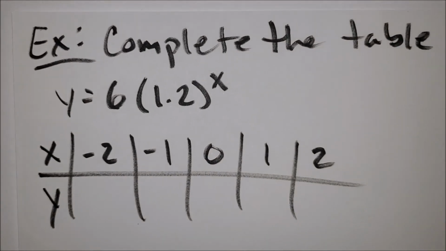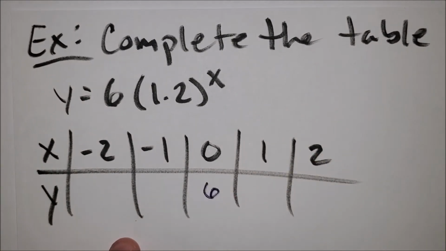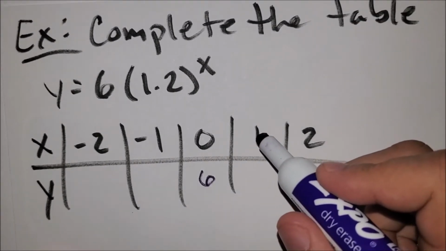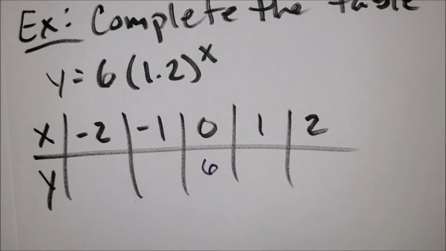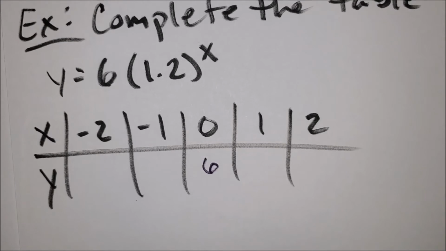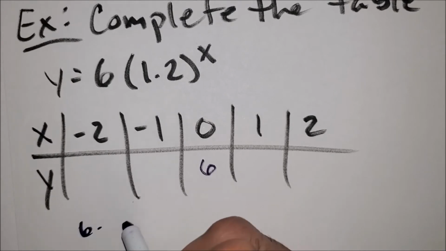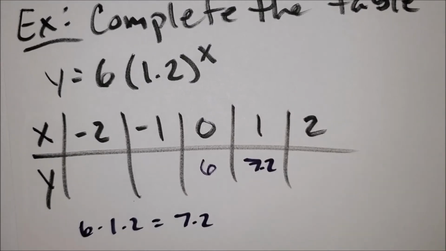So let's do another one of these complete the table examples. Here I've got y equals 6 times 1.2 to the power of x. Once again, a is our starting value, so this is going to be 6. But this is where things get a little bit harder. First, when x is 1, we get 6 times 1.2, which is 7.2. So 6 times 1.2 equals 7.2.